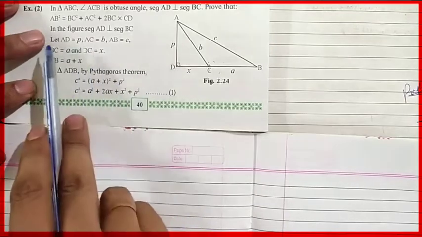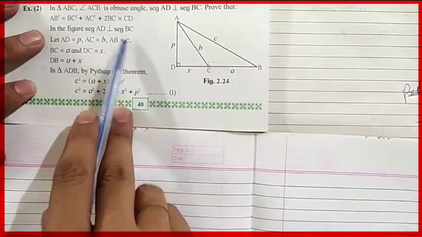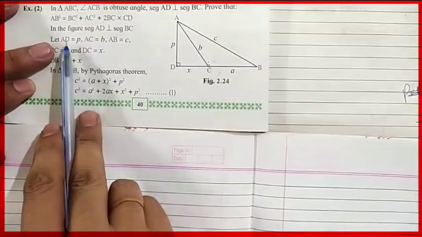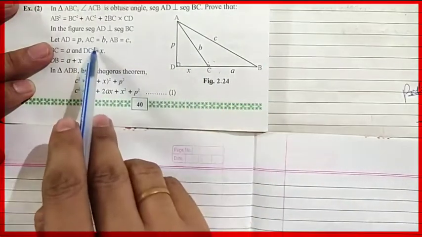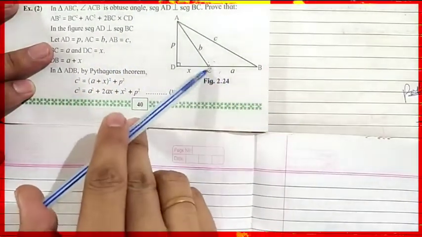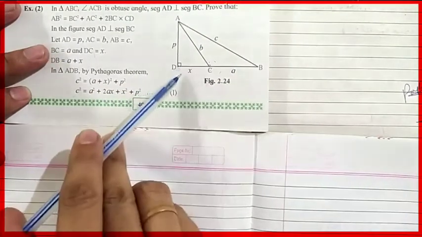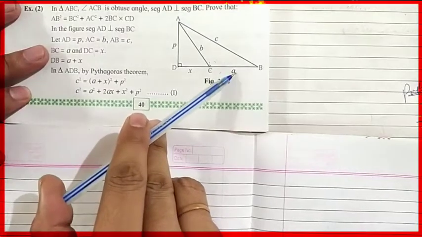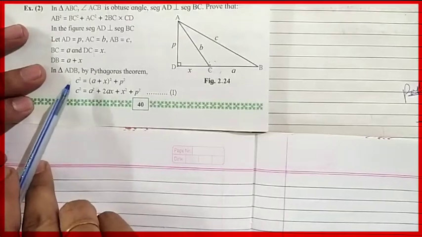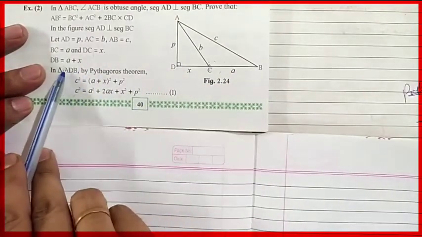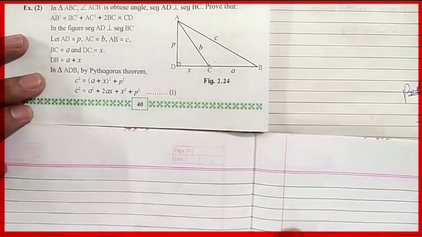Okay. So in the figure, segment AD is perpendicular on segment BC. So let AD equals to P. AD को हमने कंसिडर कर लिया, वो क्या है? P है. AC is equals to B and AB is equals to C, then BC equals to A and DC equals to X. Okay, so the distance of BD will be A plus X.